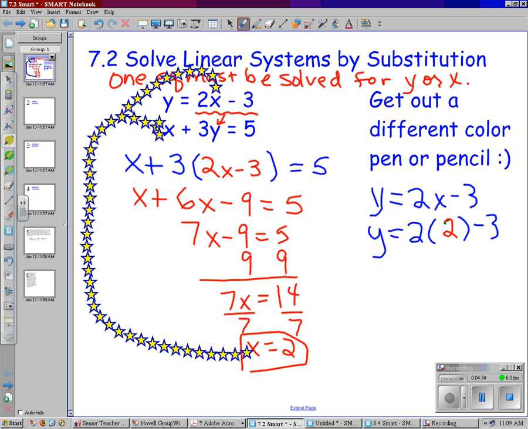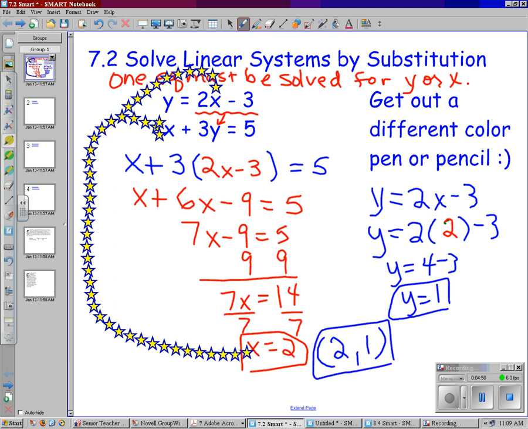What's 2 times 2, class? 4. 4 minus 3 is? 1. And I just found my y being 1. And now what we do in order to write our answer is we write it as an x, y pair. 2 comma 1. There's where our final answer should be. 2 comma 1.